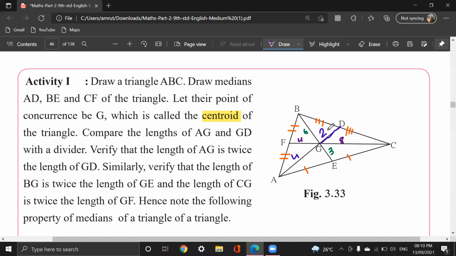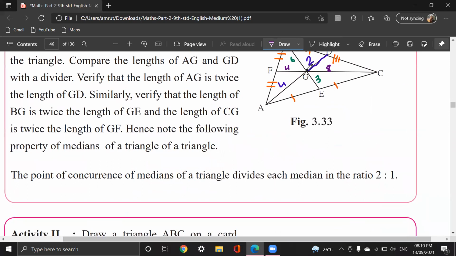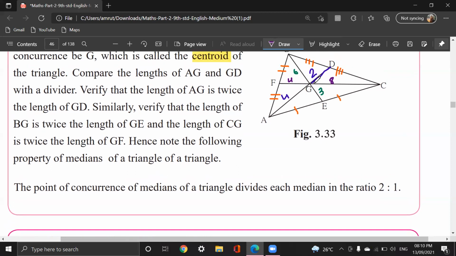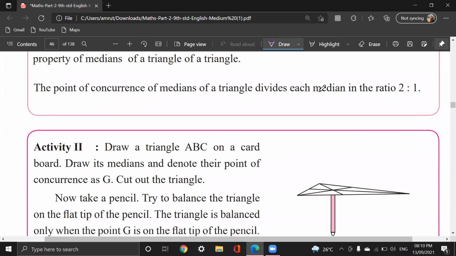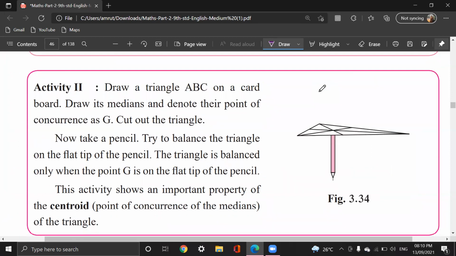Here you can see 2 2s is 4, and here 4 2s is 8. So the bigger part of the segment is always 2 times the smaller part. This centroid G divides the median into parts in the ratio 2:1, that means the bigger part is 2 times the smaller part. All right. And why is this centroid important?